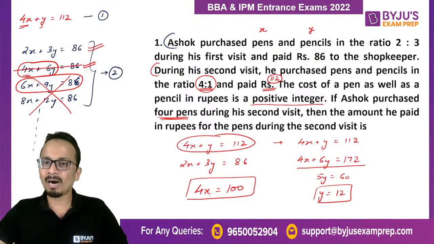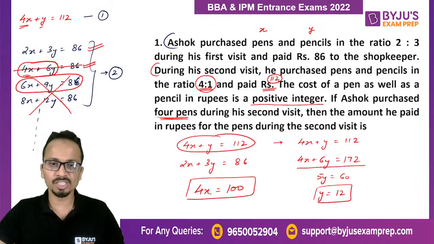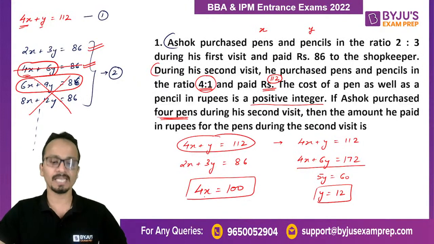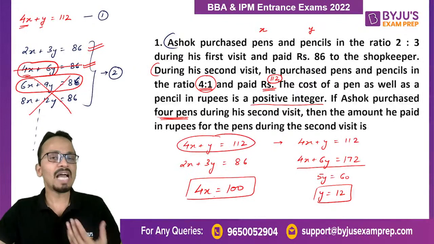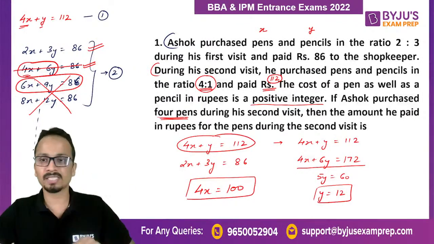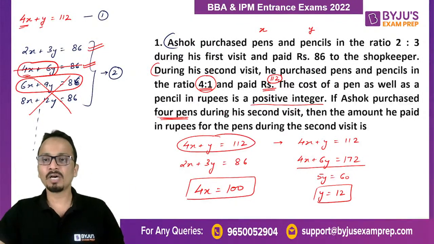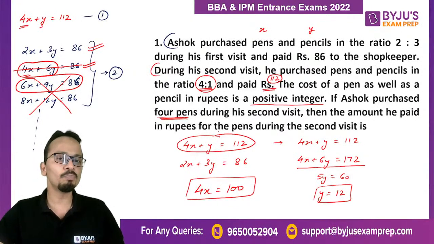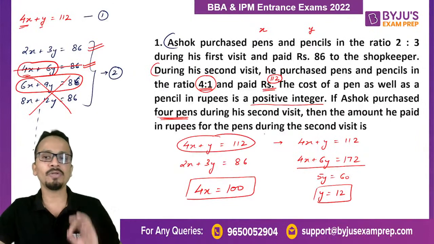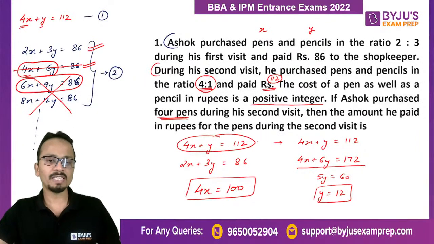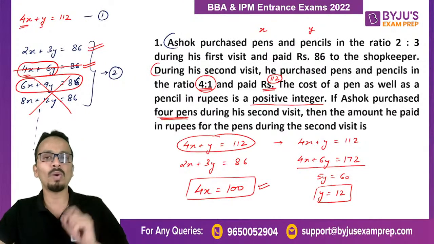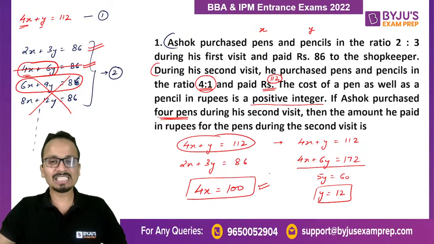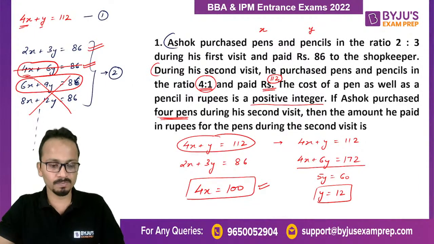And this is the amount that he has spent on pens during the second visit. So be careful, we don't have to find the value of x, we have to find the value of 4x. They're asking, if Ashok purchased 4 pens during his second visit, the amount he paid in rupees for the pens during the second visit. So we have to find the value of 4x. So the answer for this question will be equal to 100. All right. Such an amazing question it was.